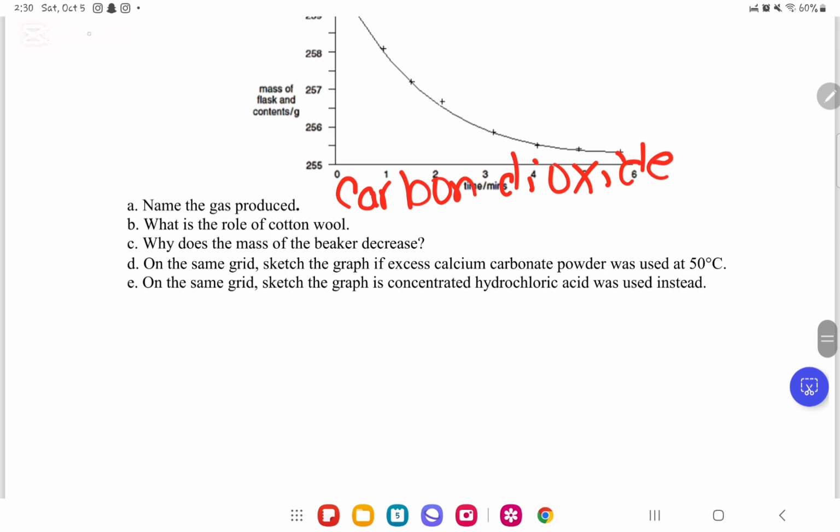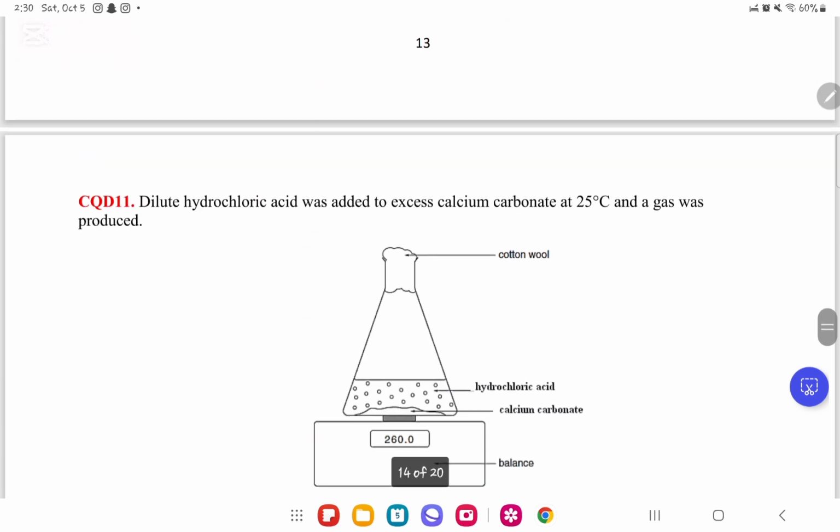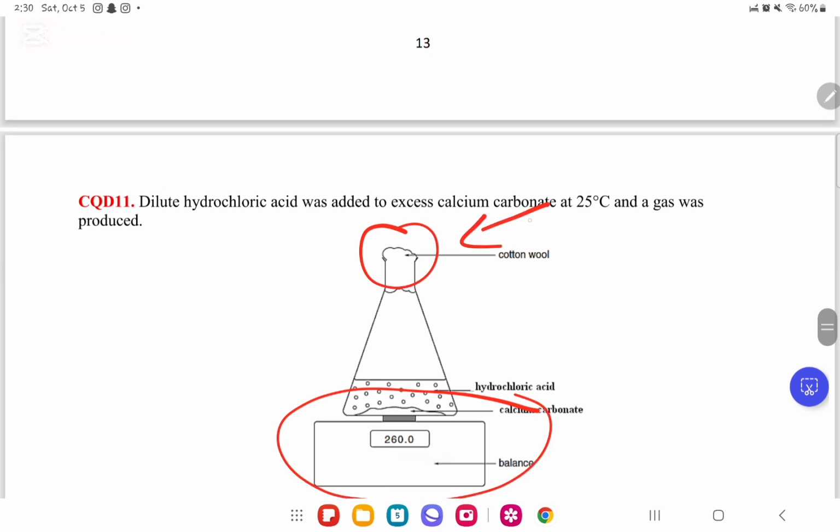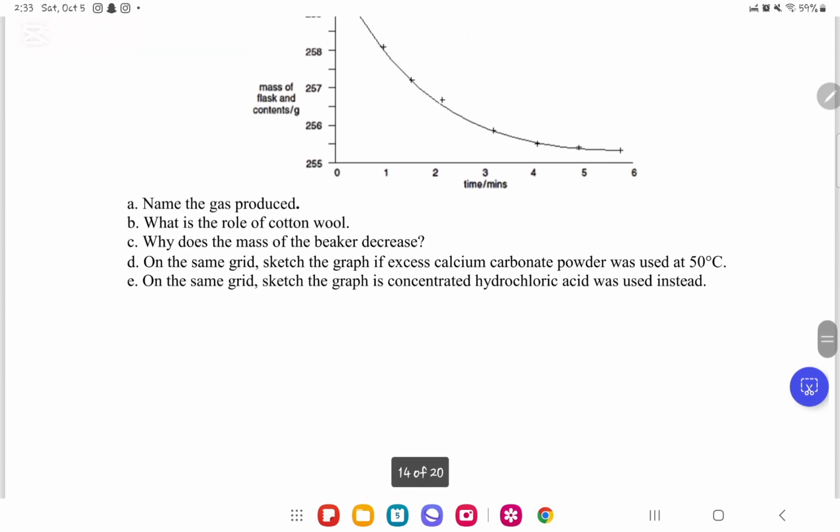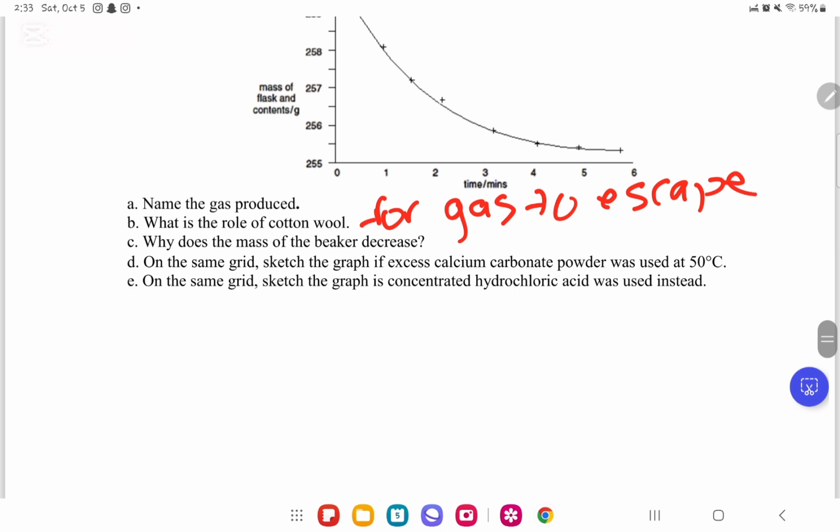B, what is the role of the cotton wool? Why do we need this cotton wool? We have a balance and we have the cotton wool. The cotton wool is used for the gas to escape. So for part B, the answer is for gas to escape. Now, why does the mass of the beaker decrease? Logically, if the gas escaped, then the mass of the beaker decreases because gas escaped.